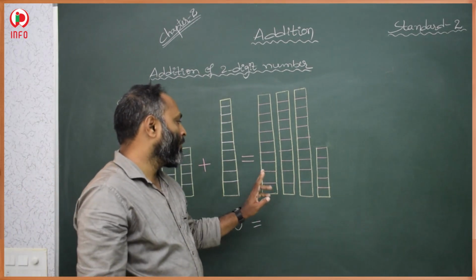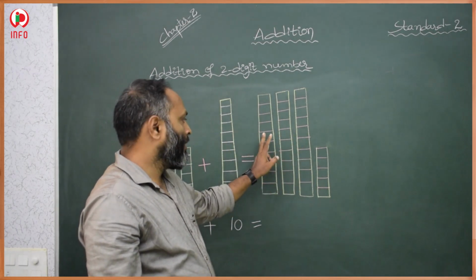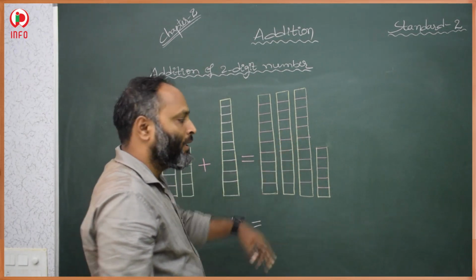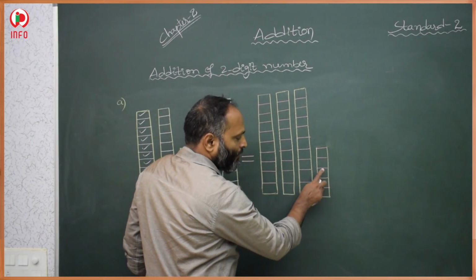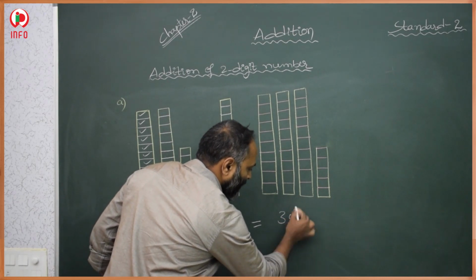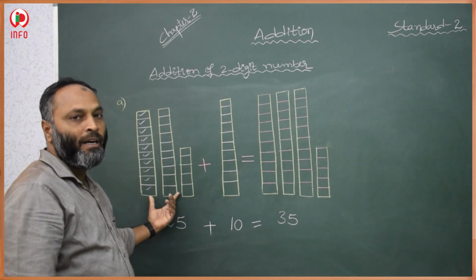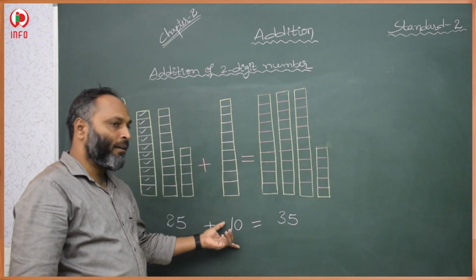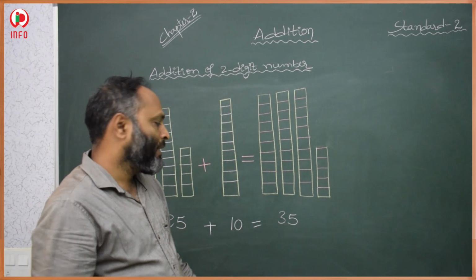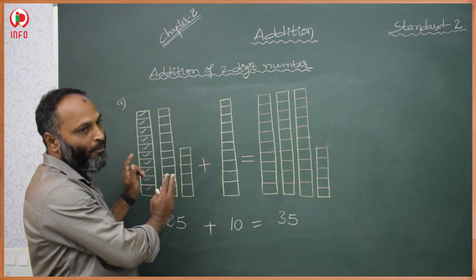Then how many complete blocks were there? 1, 2, 3. 10 plus 10 is 20, 20 plus 10 is 30. Then 30, 31, 32, 33, 34, 35. This is our answer. This is our sum. This is the first addend. The first addend is 25 and the second addend is 10. If you add 25 and 10, the answer, that is the sum, is 35.